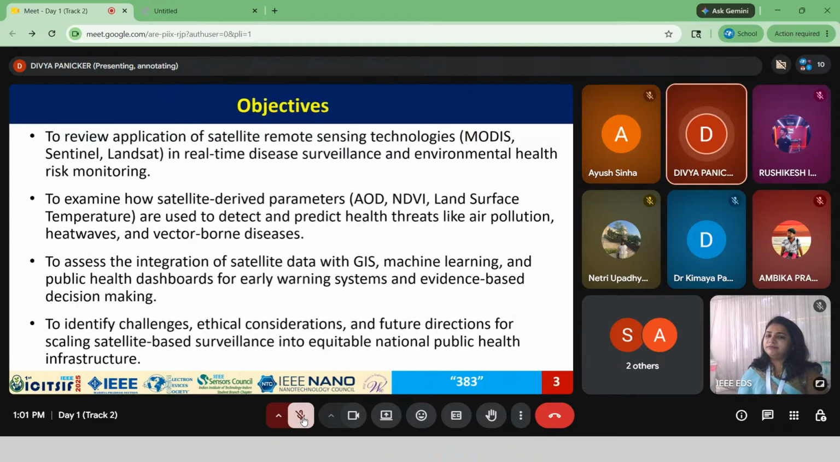The main objectives of my review are to understand how satellites like MODIS, Sentinel, and Landsat are used in disease surveillance, to evaluate environmental indicators such as aerosol optical depth, NDVI, and land surface temperatures, to assess the integration with GIS and machine learning for early warning systems, and finally to identify barriers and future directions for implementation in public health infrastructure.